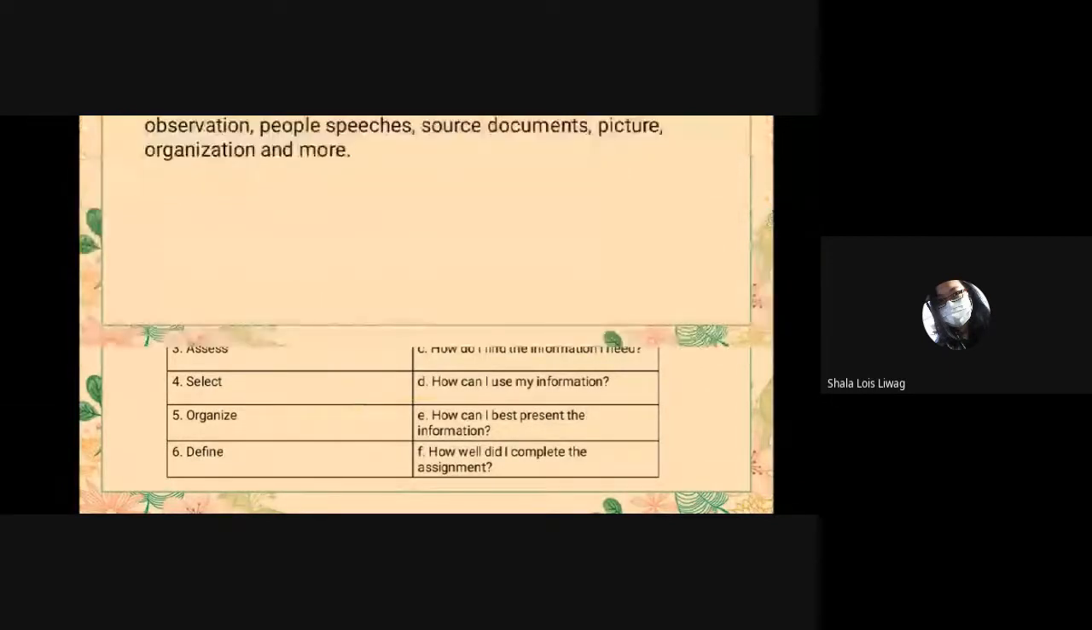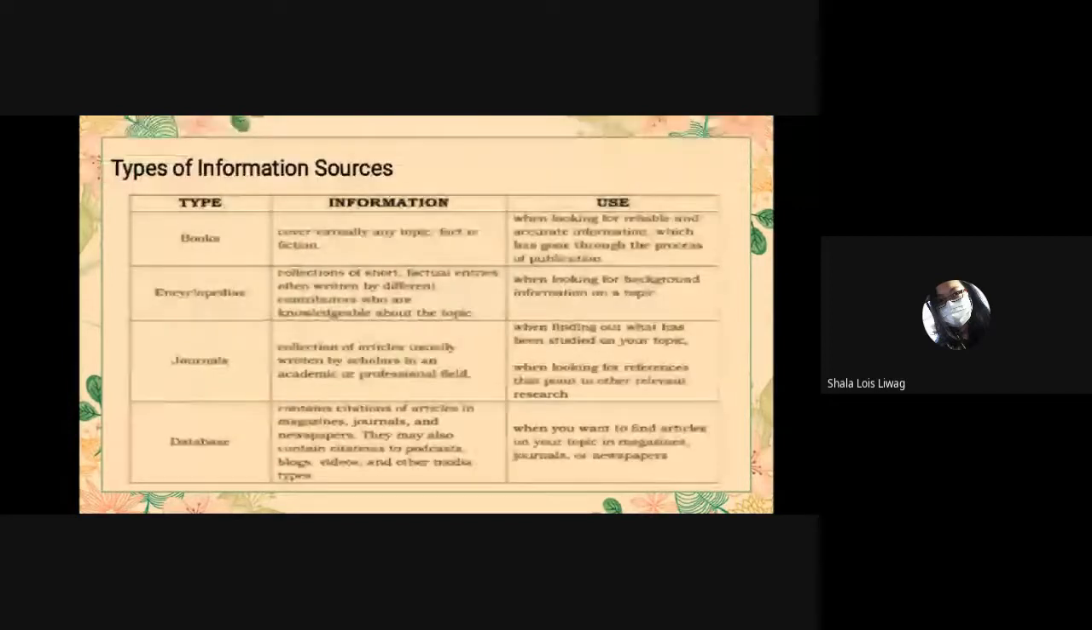Okay, let's proceed. So our topic for today is information sources. So what is information sources? It is a database of facts or anything that might inform a person about any given topic. It can be in the form of observation, people's speeches, source documents, picture, organization, and more. So it is about gathering information in different sources that could be useful for our information needed. So we have here the types of information sources.